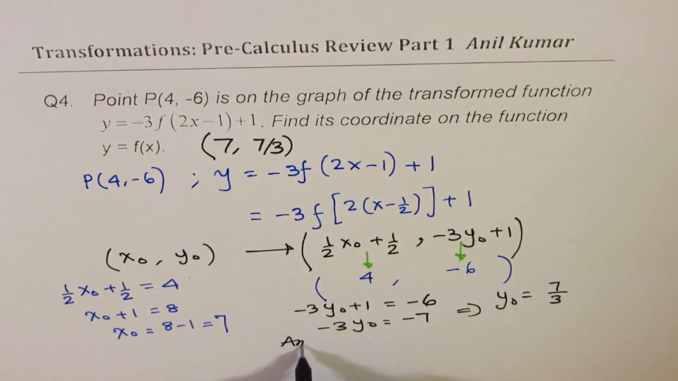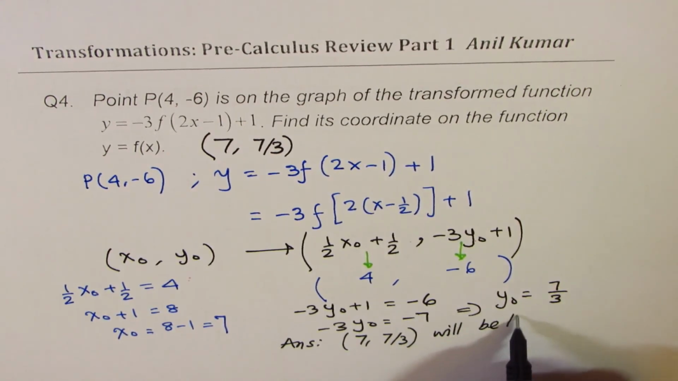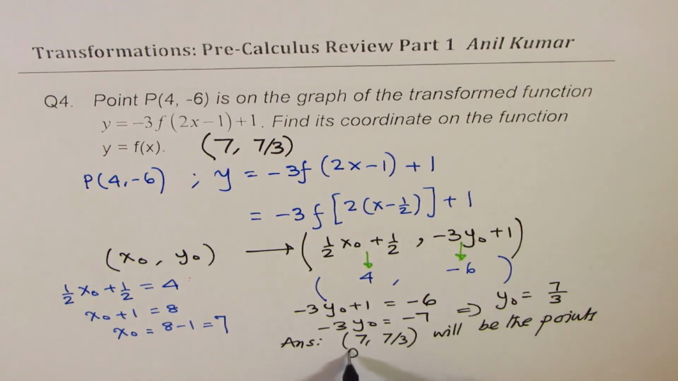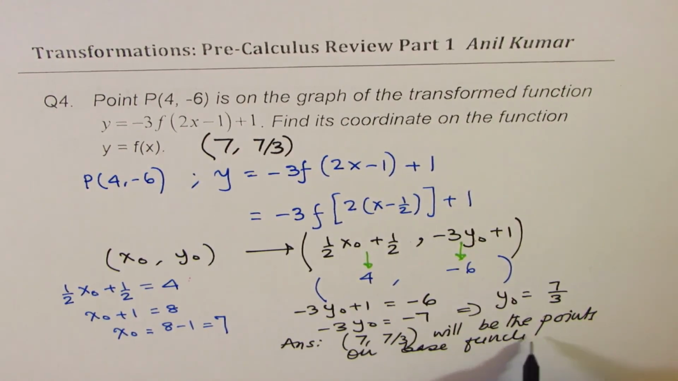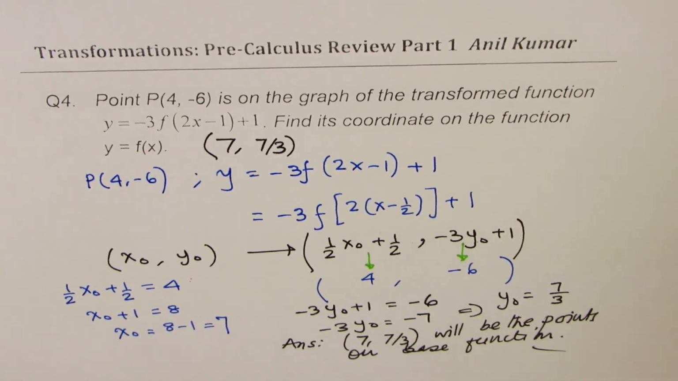So our answer is (7, 7 over 3) will be the point on the base function. Is that clear, right? So that is how it can be answered.